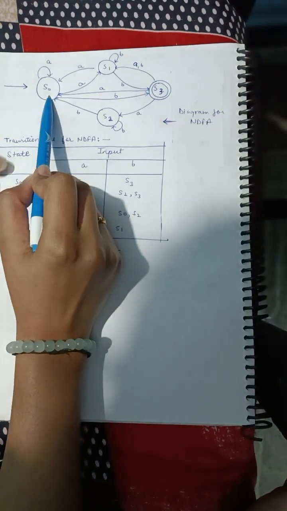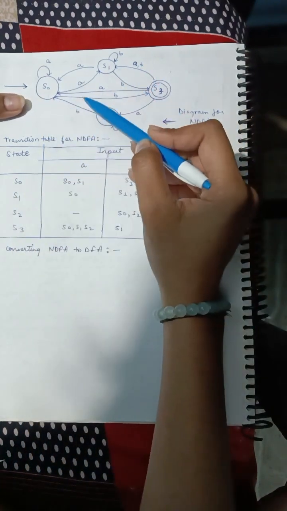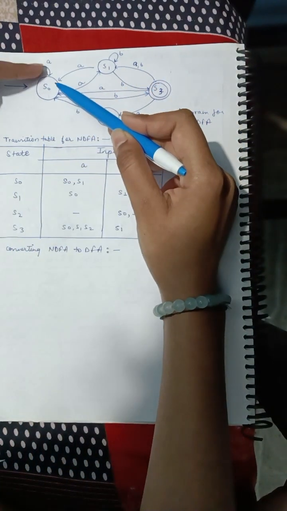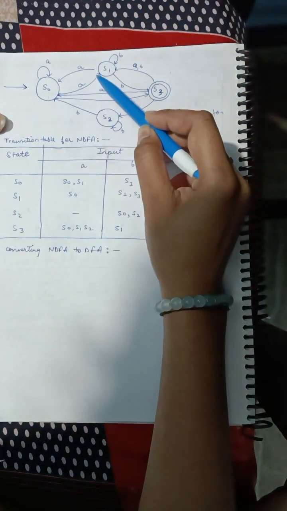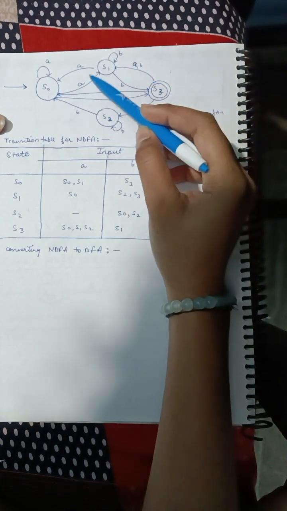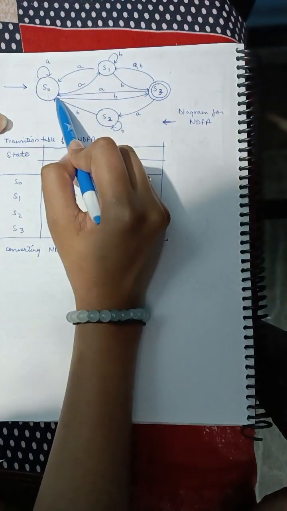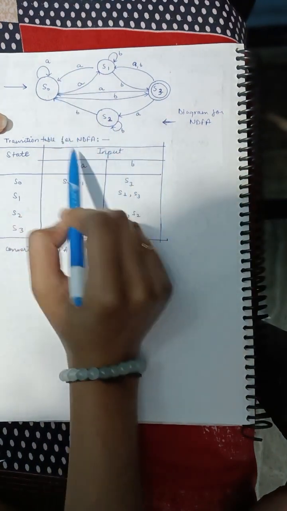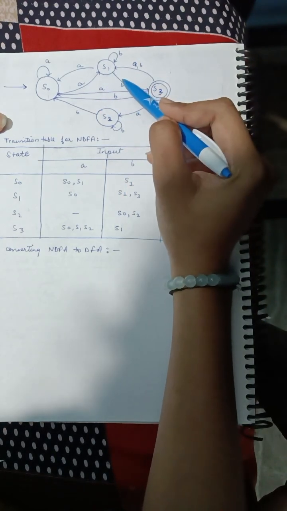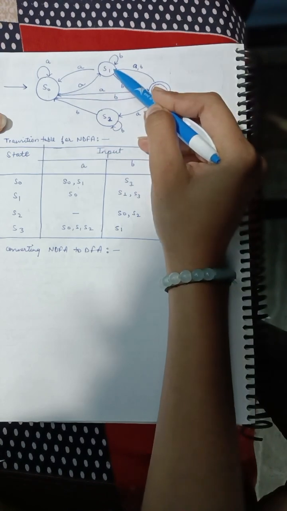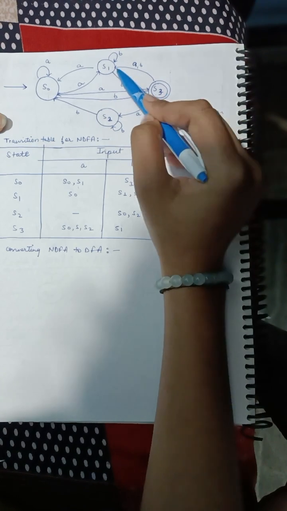Here at state S0, the value for input A will be S0 itself, as represented here, and also S1. Look at B: where does B go from S0? For B the value is S3. And for the S1 state, at A the value is S0, and for B the value is S3, and also S1 itself.